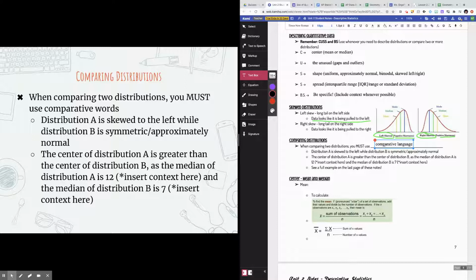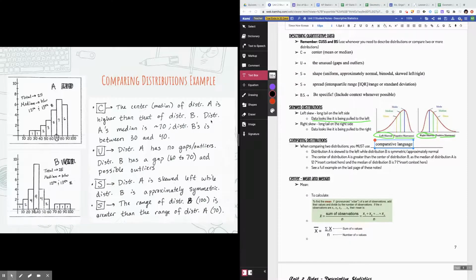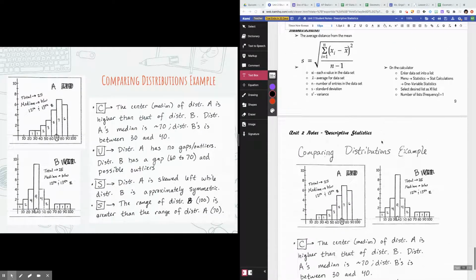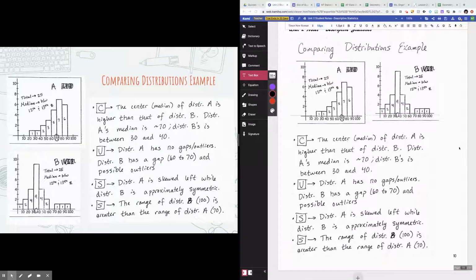which is 15. Okay, so I'm going to show you quickly a full example, which is if you're in the student notes, you'll have to scroll all the way down to the last page to see this full comparing distributions example. So there's 2 distributions there, distribution A and distribution B. Okay, now this is a histogram, right, which we talked about in the last section. So one of the pros of histograms is that it's very easy to see the shape that you are dealing with, but other things are more difficult to find.